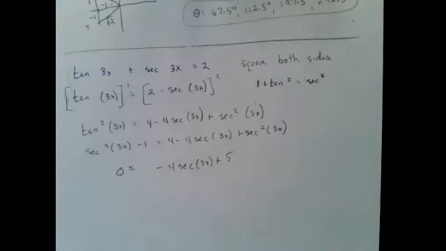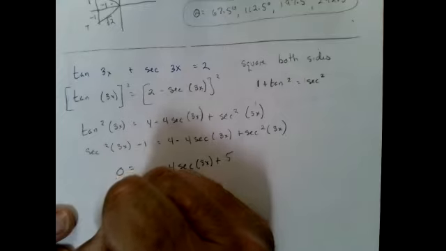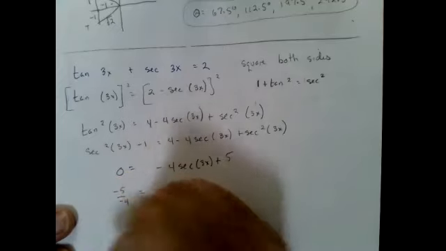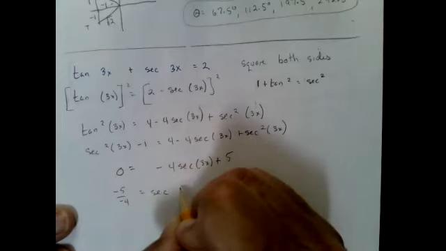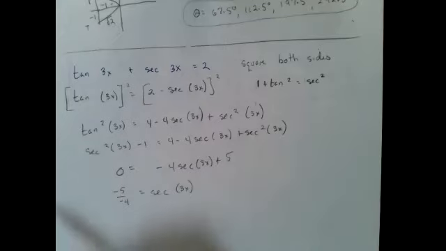I'm gonna keep going. I'm gonna subtract 5 and divide by -4, and I get the secant of 3x. Lots of little algebra. It's like a gigantic puzzle, all these things that we've learned over time and how we're reusing them with a new type of math.